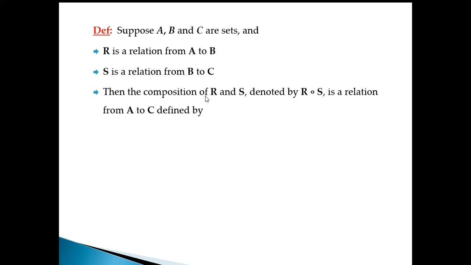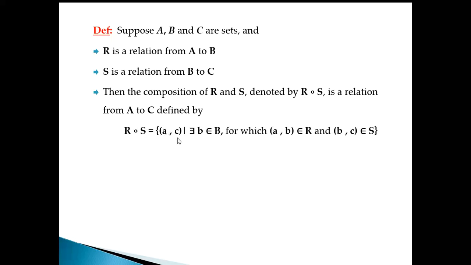Then the composition of R and S, denoted by R∘S, is a relation from A to C. Here we have two relations: R, from the set A to B, and S, the relation from set B to C. When we find the composition R∘S, it will be the relation from A to C, and it is defined as the ordered pairs (a, c) in R∘S, where (a, b) belongs to R and (b, c) belongs to S, and there exists b belonging to the set B.